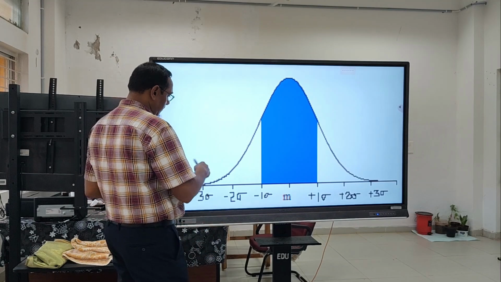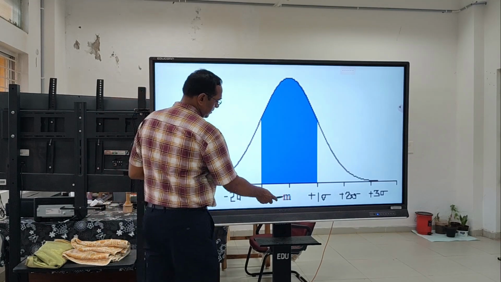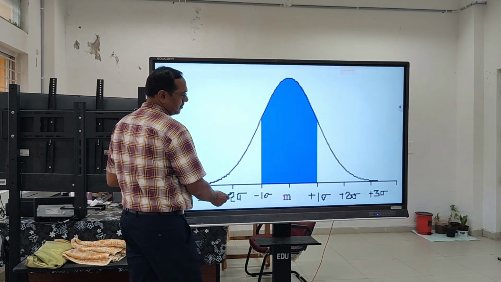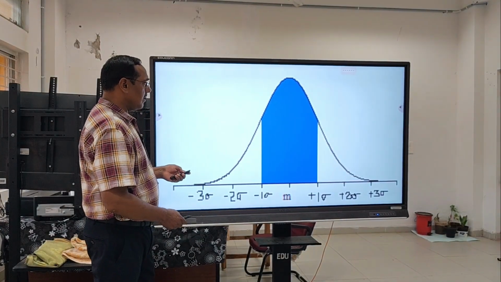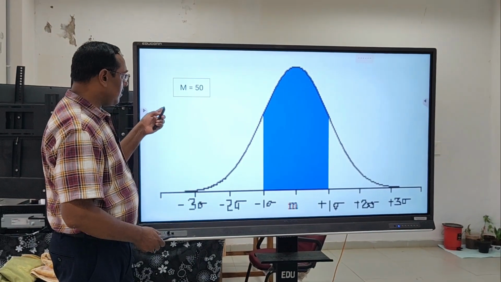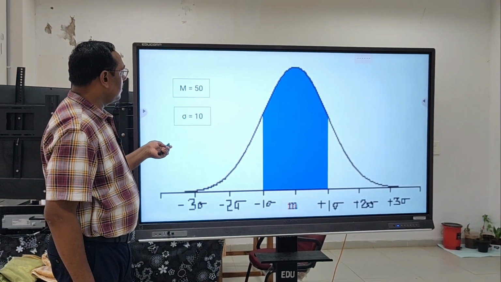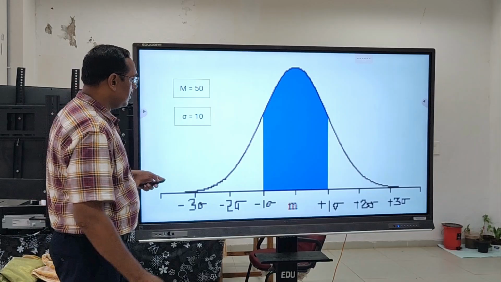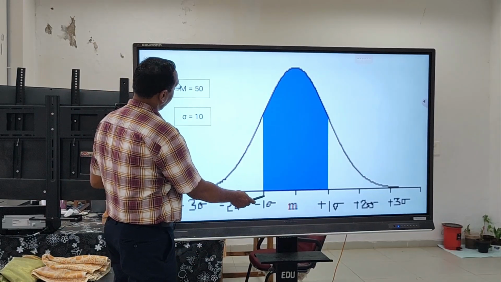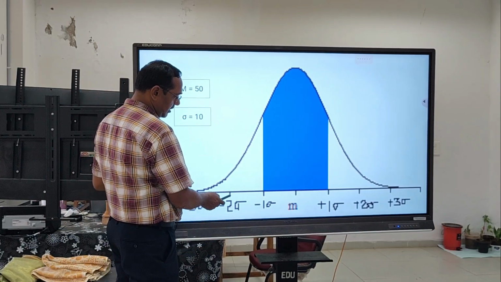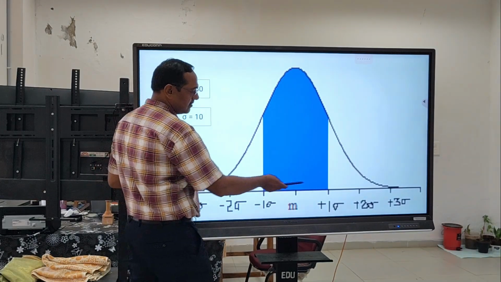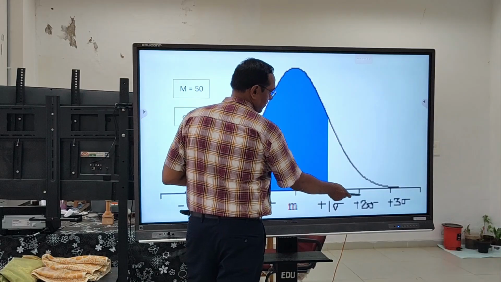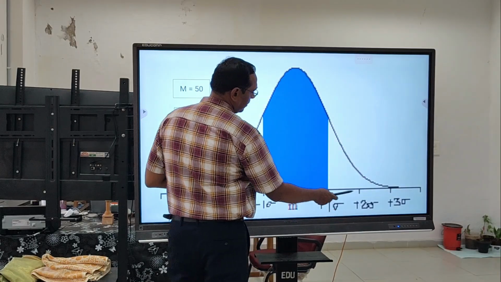So here we will be giving one example. This is mean, minus 1 standard deviation, minus 2 and minus 3. On the other side, plus 1, plus 2 and plus 3. We will give the example. Mean is equal to 50, standard deviation is equal to 10. Therefore, this value will be 40, this will be 30, this will be 20. And this is 60, 70, 80. So like that it increases.